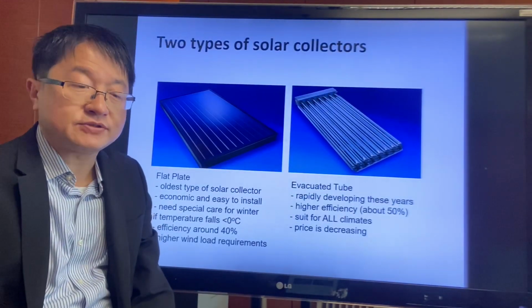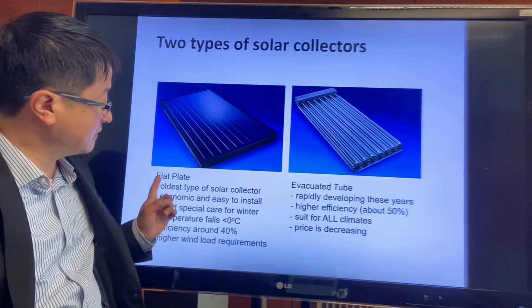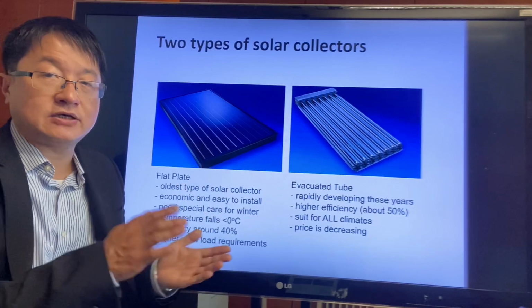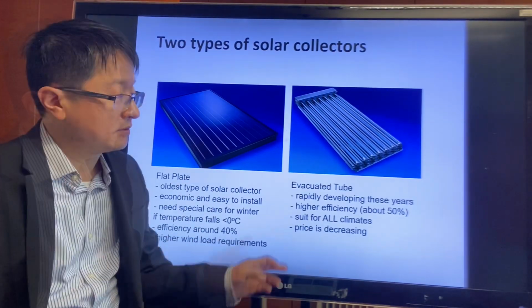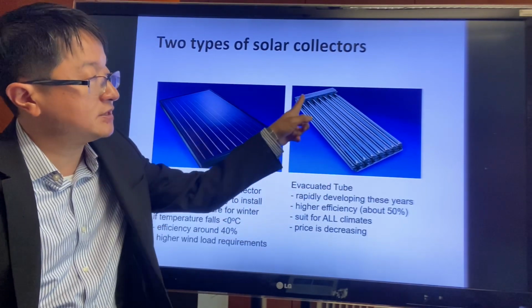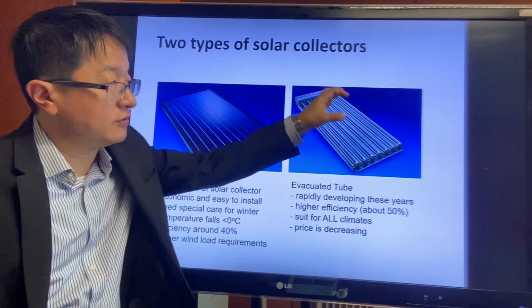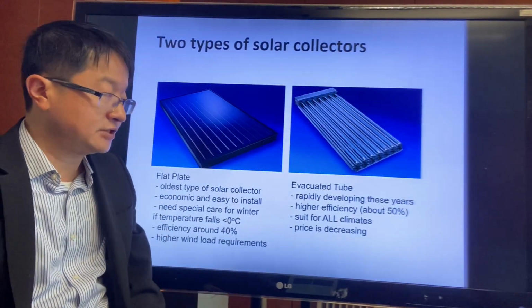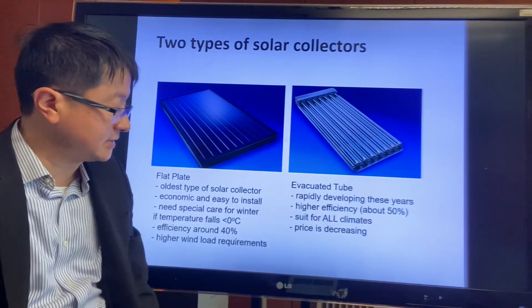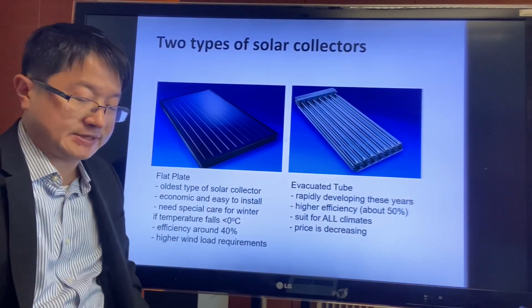There are different types of solar thermal collector, including the flat plate, which can maximize the surface area in contact with the solar energy. Another one is the evacuated tube. When water passes through this evacuated tube, it absorbs the solar energy shining on the tube, and the energy level increases. It has higher efficiency, about 50%, compared with the efficiency of the flat plate, which is about 40%.